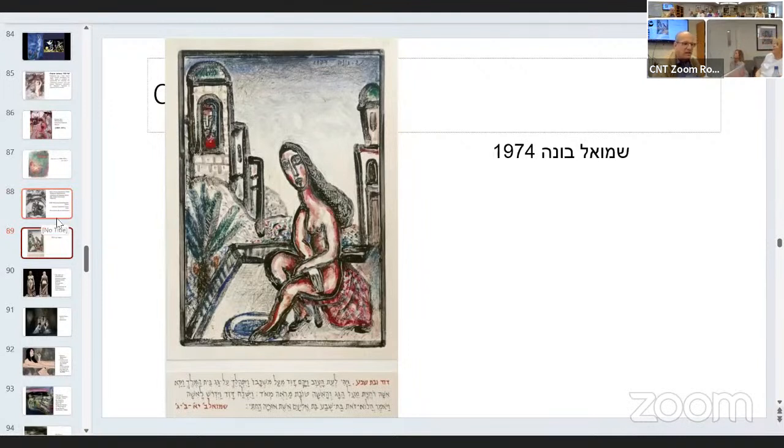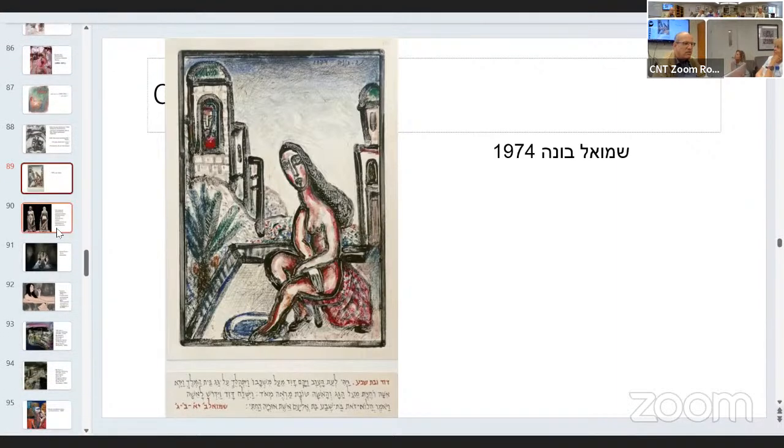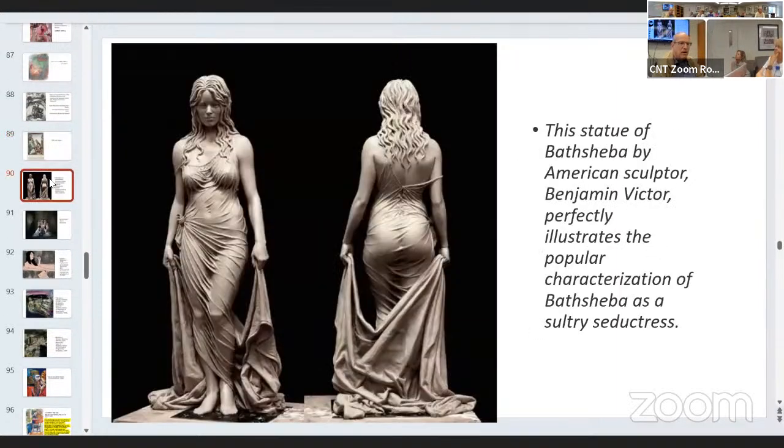Shmuel Bonet, 1974, Israeli artist. Just a very pretty painting. A statue of Bathsheba by American sculptor Benjamin Victor. Has anyone ever heard of this American sculptor? And this is Bathsheba as the sultry seductress. It's a beautiful sculpture. Beautiful sculpture.